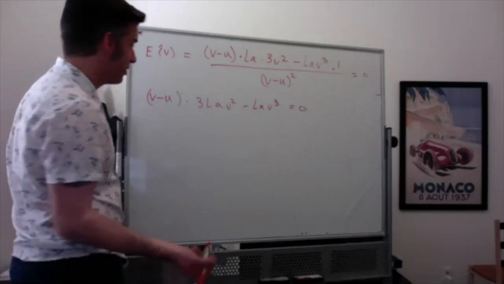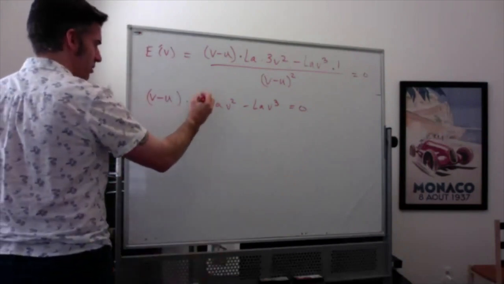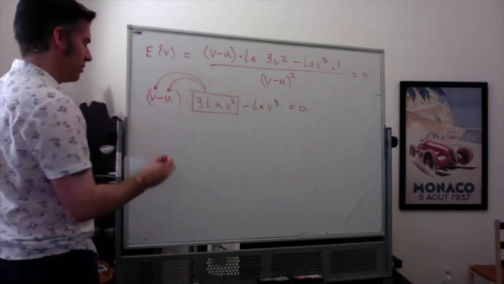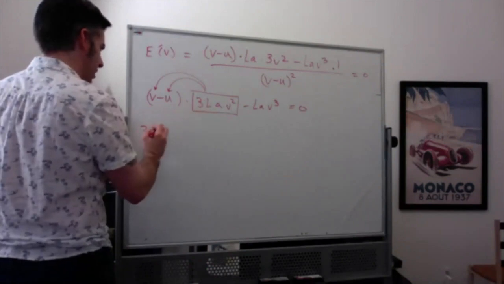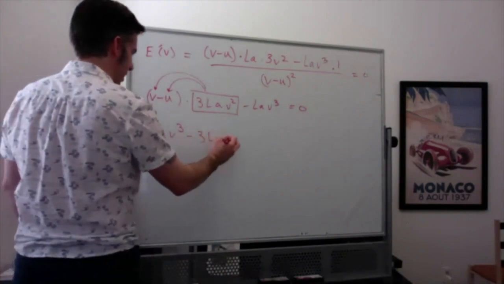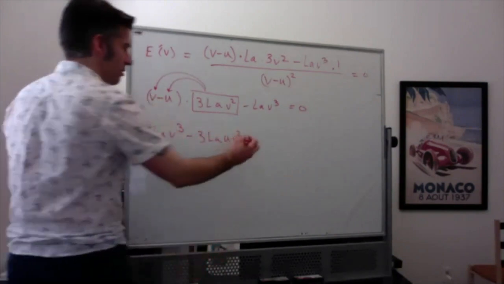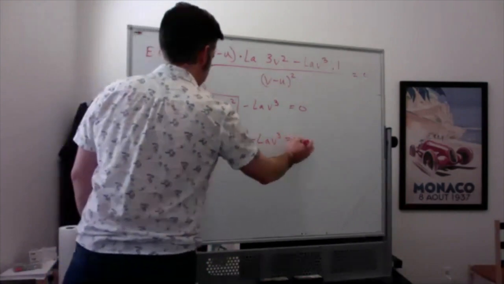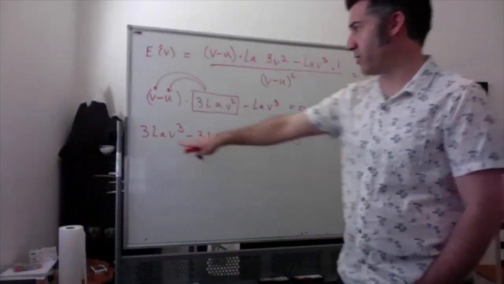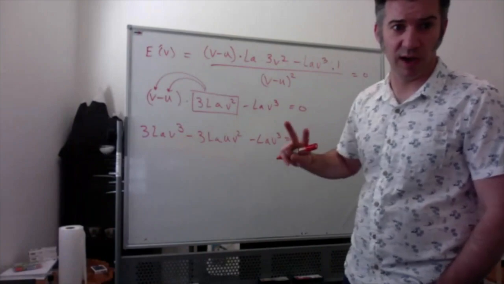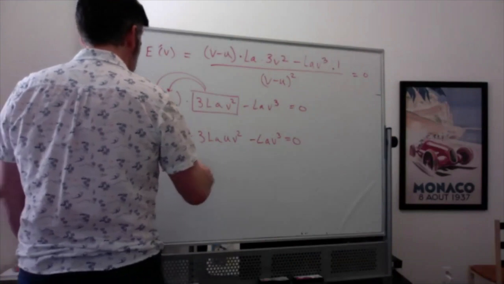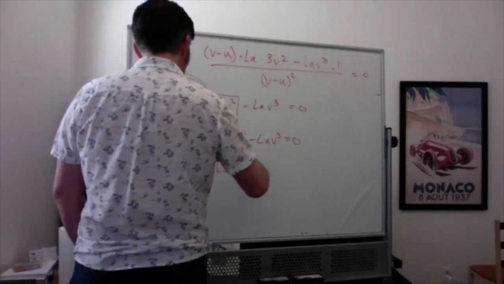Because v is my variable. So I probably should distribute this here. So I'm going to take this and distribute it to each of these terms. So I'm going to get v times this is going to be 3LAV cubed minus u times this is going to be 3LAuV squared minus LAV cubed equals 0. I can subtract these from each other, right? 3LAV cubed minus 1LAV cubed is 2LAV cubed. So I've got 2LAV cubed minus 3LAuV squared.